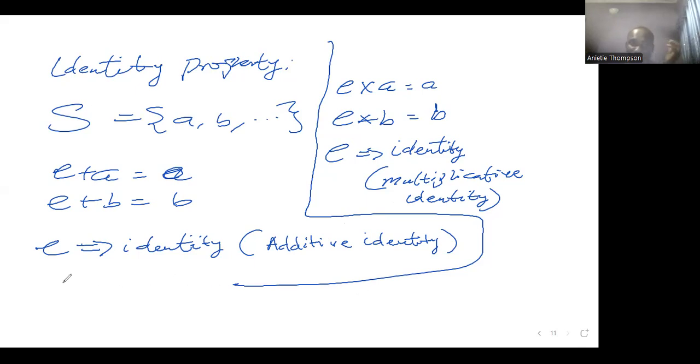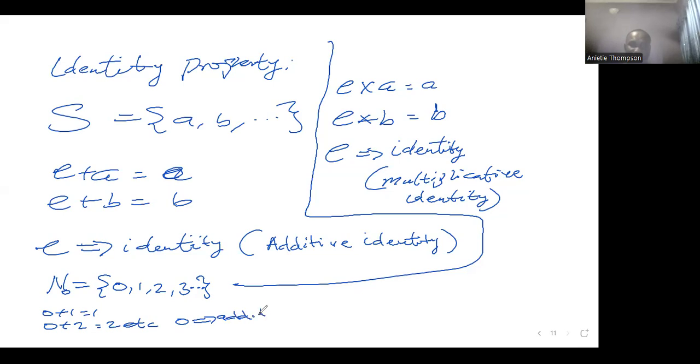So like a practical example, if we still consider our natural number set, the set continues. If I pick 0 plus 1, it gives me 1. 0 plus 2, it gives me 2, etc. On this, I can say that 0 is the additive identity.